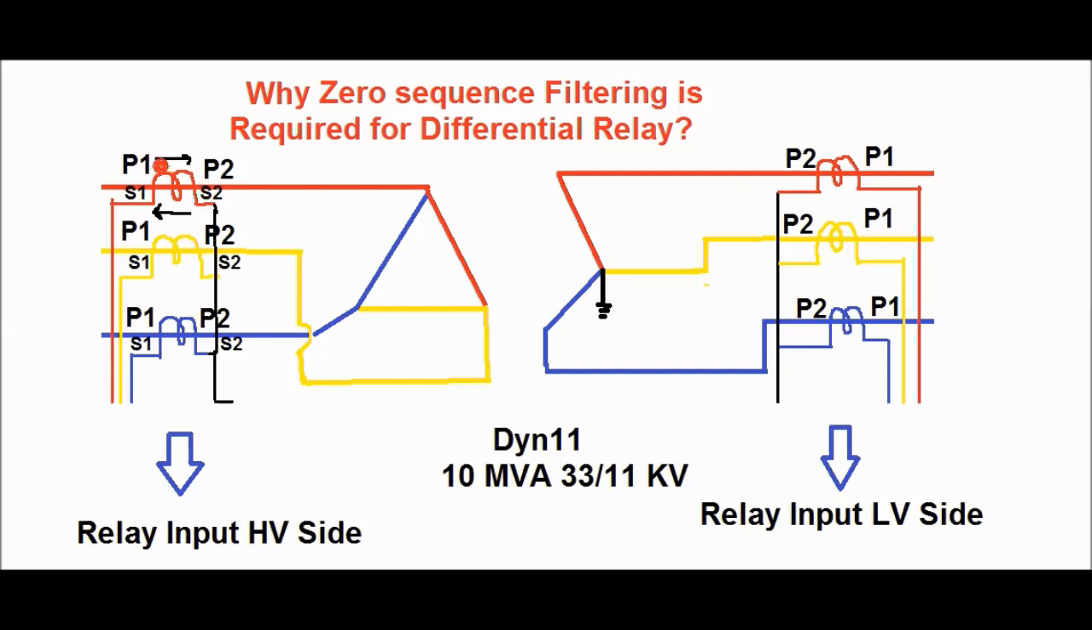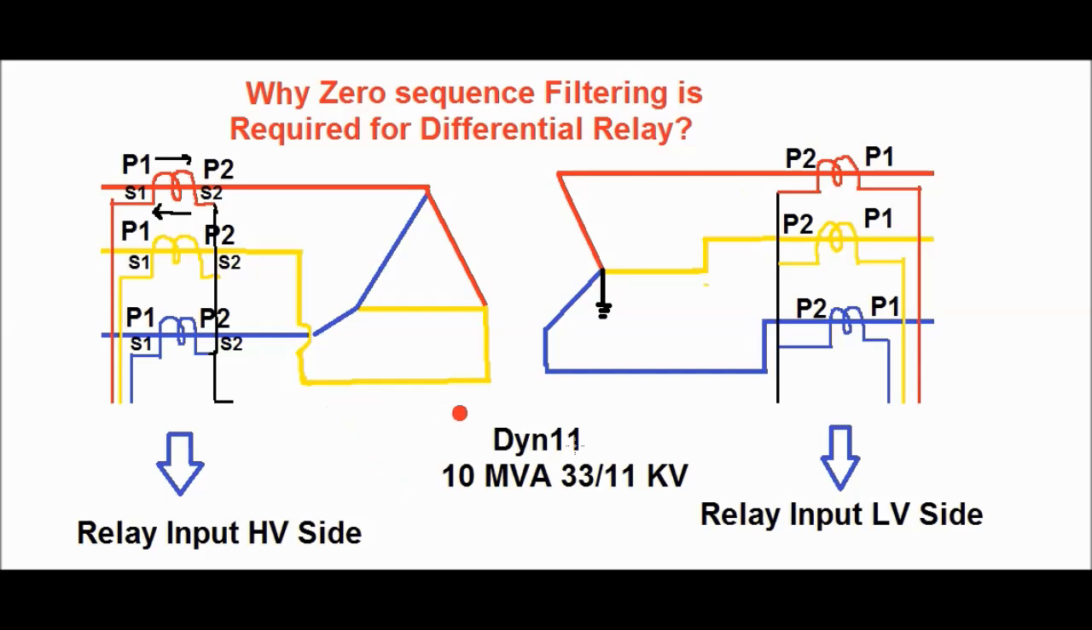The relay input is taken from the HV side CT and the LV side CT. So the zone which is covered by the HV side CT and LV side CT is under the differential zone. If any fault occurs within this zone, then this relay shall operate.